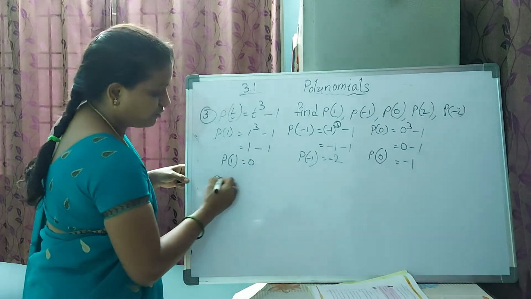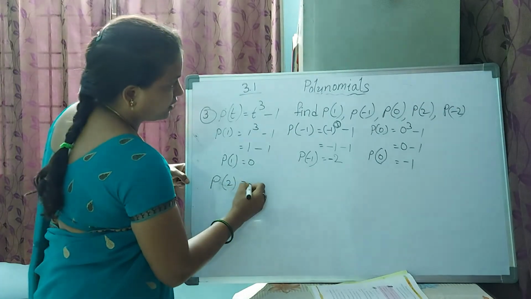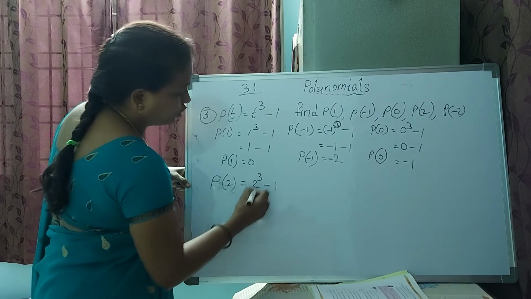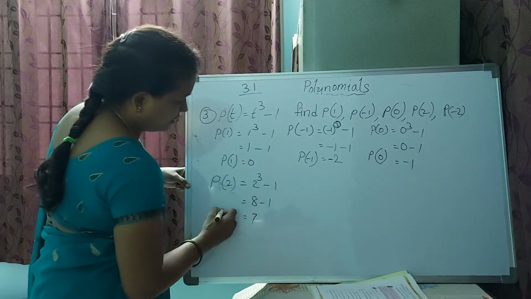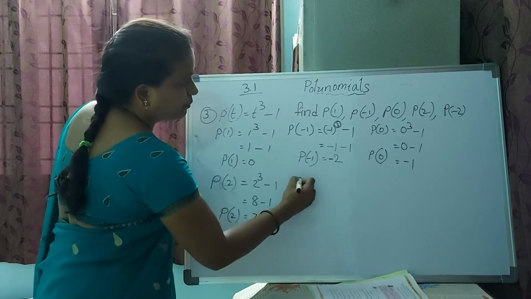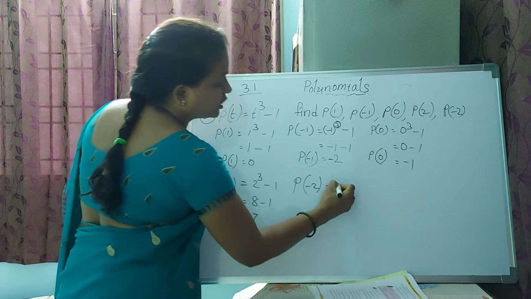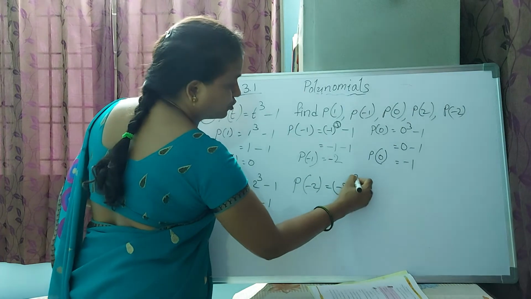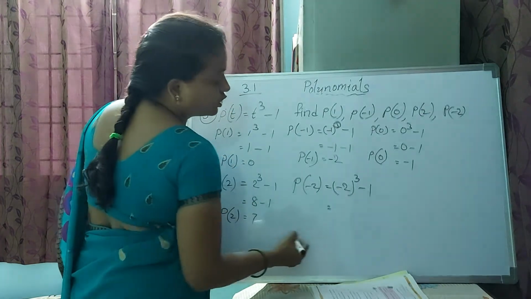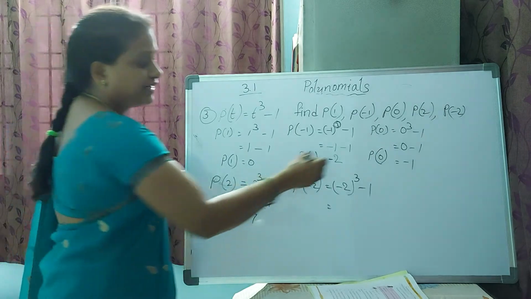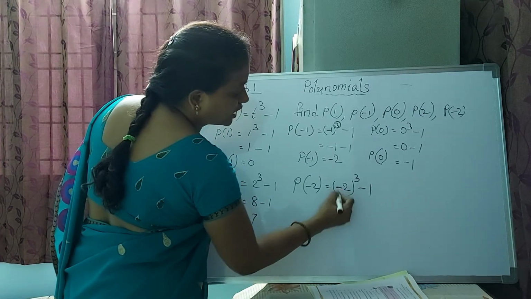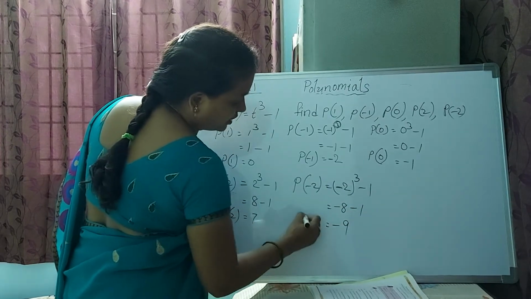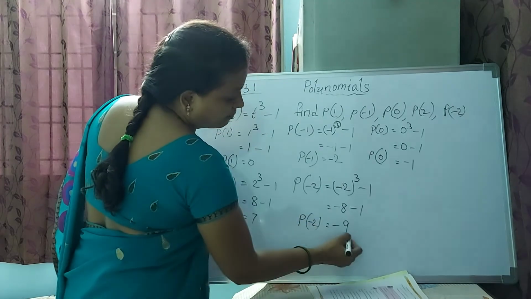Next one, see, P of 2 is equal to, instead of t, you write 2 cube minus 1. 2 cube is nothing but 8, minus 1, 7. P of 2 is equal to 7. P of minus 2. Instead of t, if you get minus, you have to keep a compulsory bracket, whole to the power of cube, minus 1. So, minus 2 whole cube, minus 2 into 3 times, 8 will come, but the symbol should come, minus 8. Minus 8 minus 1, so minus 9 is the answer. P of minus 2 is equal to minus 9.